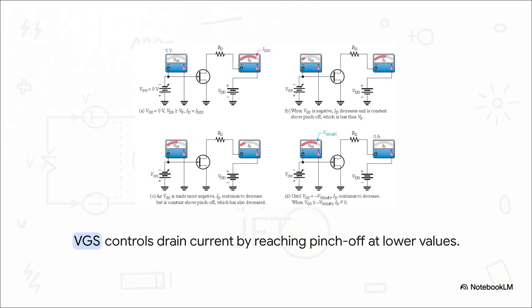With zero gate voltage, boom, we get our maximum IDSS current. But as that gate gets more and more negative, the channel naturally narrows. Because it's starting out narrower, that pinch-off effect, where the current levels out, actually kicks in much sooner at lower drain-to-source voltages. Ultimately, when we hit that cutoff voltage, the drain current drops squarely to 0 amps.